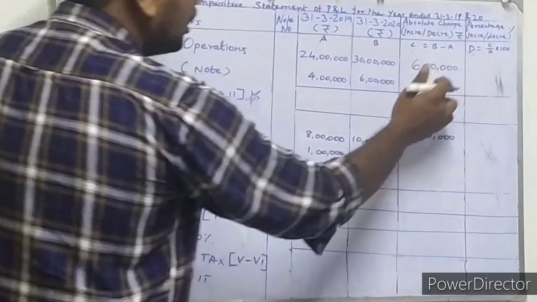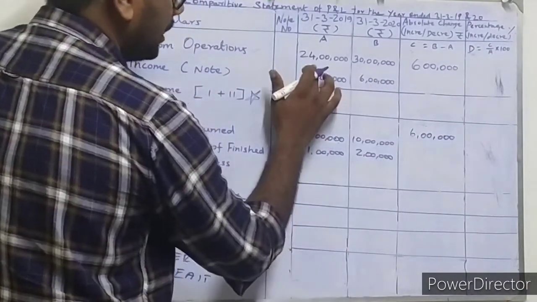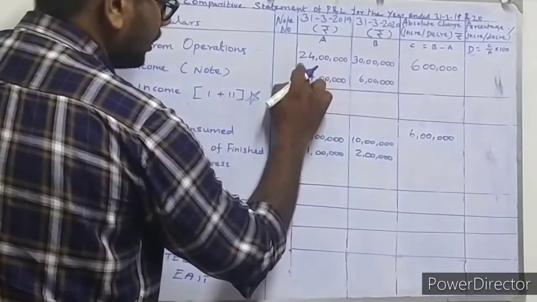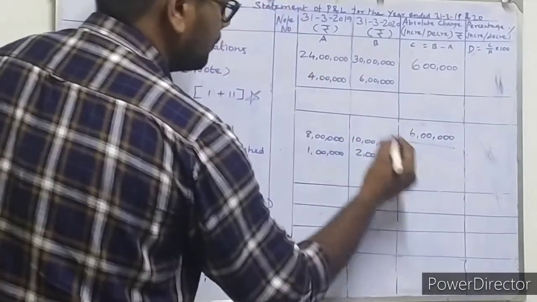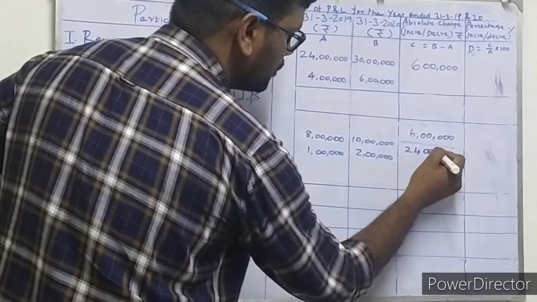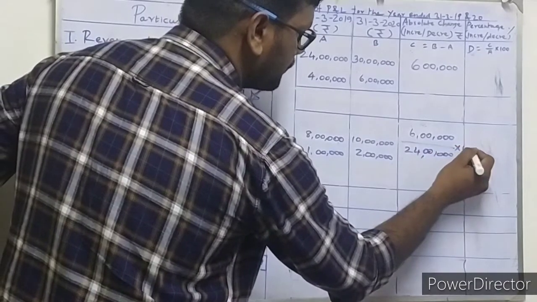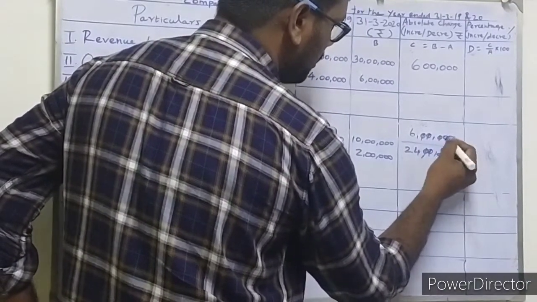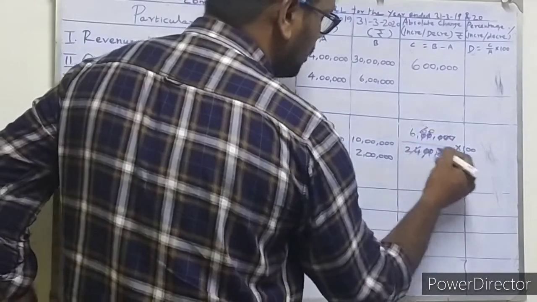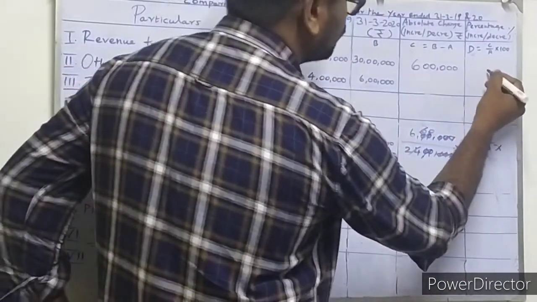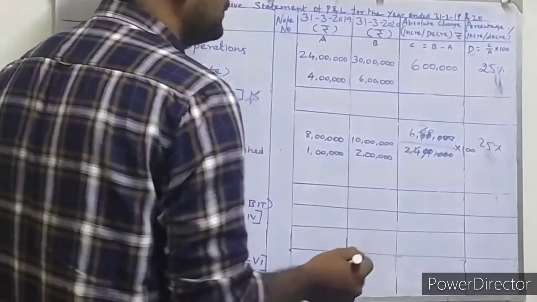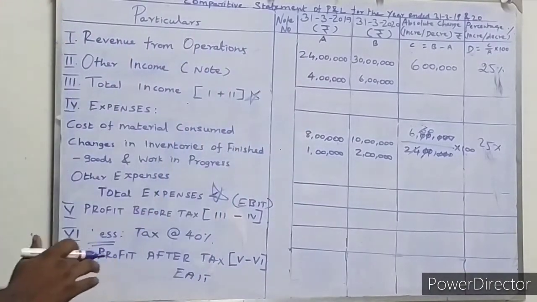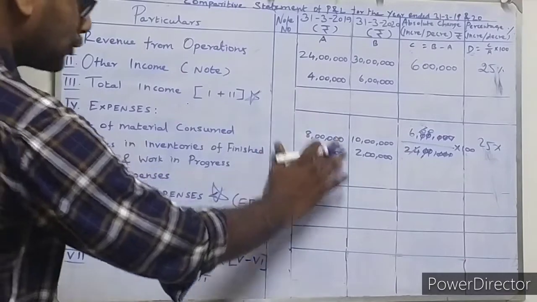Formula I am going to implement. What is the formula? Absolute change divided by base year into 100. Which means C, what I found, 6 lakh rupees, divided by A. A is the base year: 6 lakh rupees divided by base year 24 lakh rupees into 100. So now I am going to do this simplification. 50 have gone, and multiplication of 100, 600, 25%. So 25% is increased compared with the previous year. Present year revenue from operation is increased 25% compared with the previous year. Can you get my point? Likewise, I am going to do for all those things.